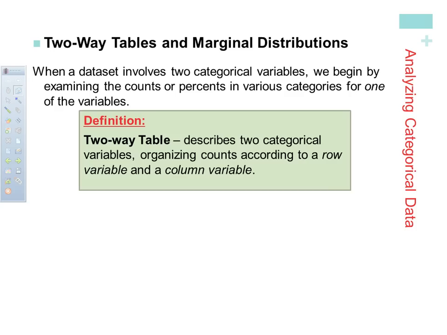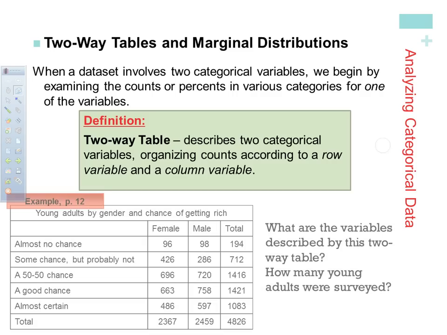A two-way table describes two categorical variables, organizing counts according to a row variable and a column variable. So our rows will be one particular variable and the values that that variable will take. Our columns will be the other one. And we'll actually use the counts. We won't worry about doing percentages here. The percentages come in just a couple of seconds. Does it matter which variable is columns and which one's rows? It doesn't. You can flip them around. It doesn't make any difference whatsoever.